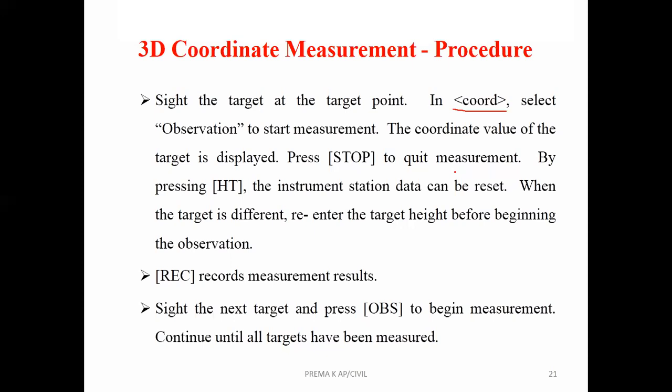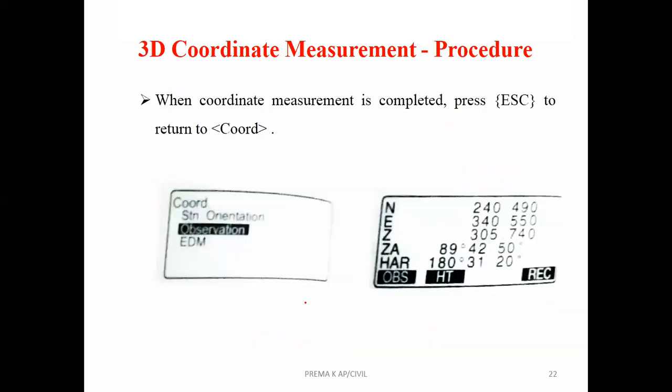That is HT option. So if you want to record this option for the current job, use the record button. Then continuously sight the next target. So OBS means observation. To begin the next measurement, continue until all targets have been measured. So similarly, you can continue the measurement. So coordinate in the option column, there are three options. One is station orientation, observation, and EDM. Station orientation is for feeding coordinates for the backside and the instrument station, and observation is to measure the coordinates of the target.